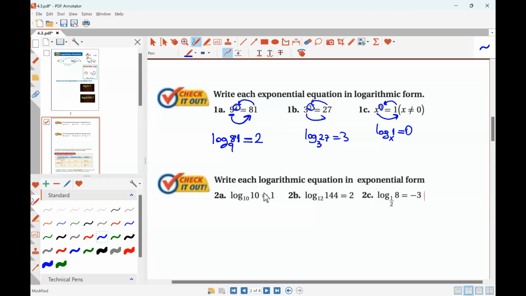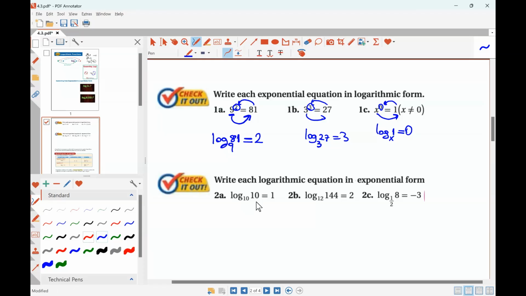Same idea, we can change the statements. So they are equivalent. Those two statements are all equivalent to each other. So this is the log version of this exponential equation. So those two are identical. Similarly, you can do the opposite. You can convert logarithms to exponents by using the same order.